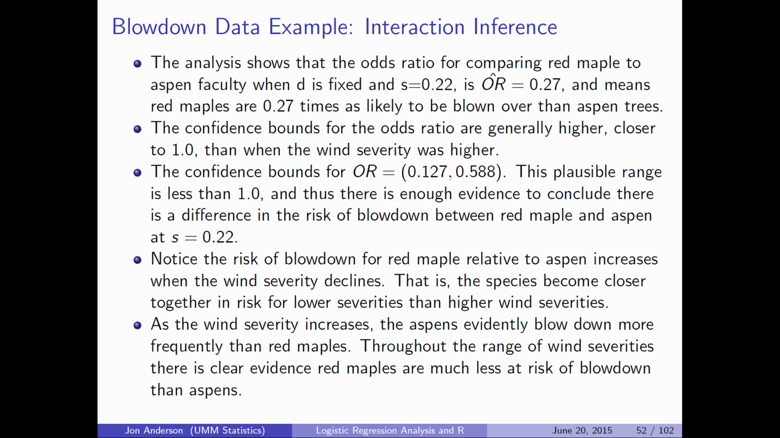Again, showing red maples are less at risk of dying than aspen trees, but the odds ratio has changed. It was 0.17 at the more severe severity, and it's a little bit closer to aspens when the severity is not as severe. So what are we saying here? We're saying that the species effect changes depending on the severity, which is what we mean by interaction.